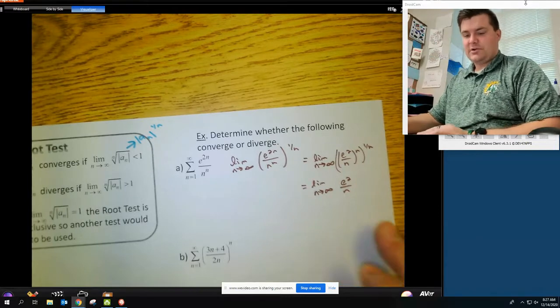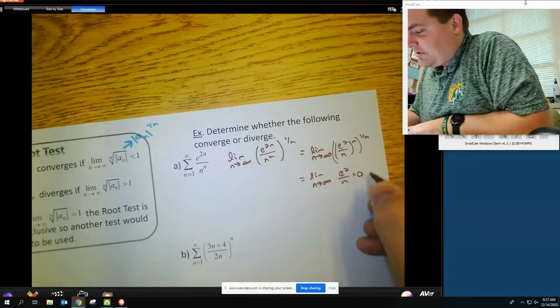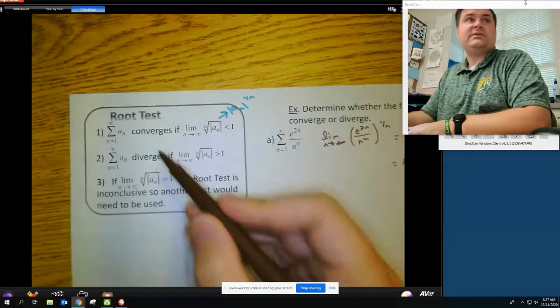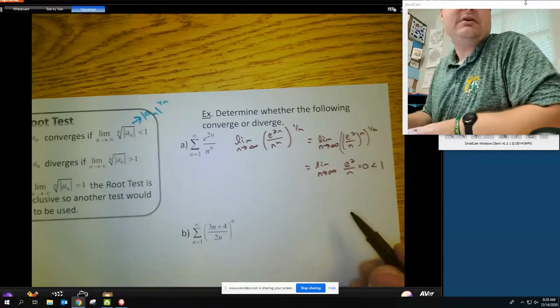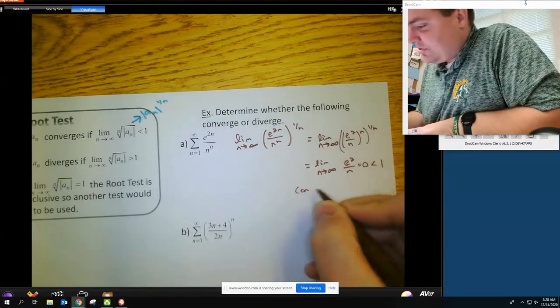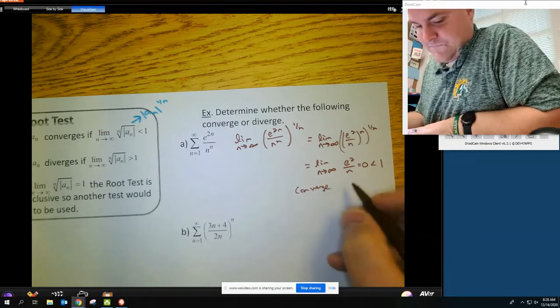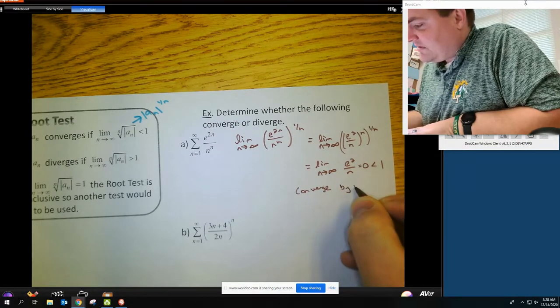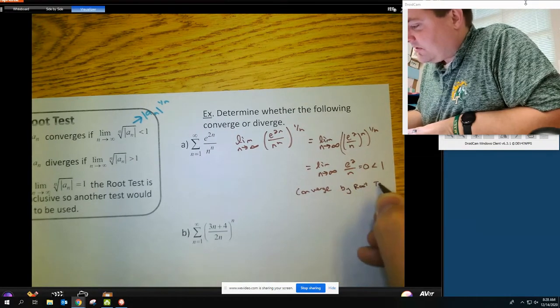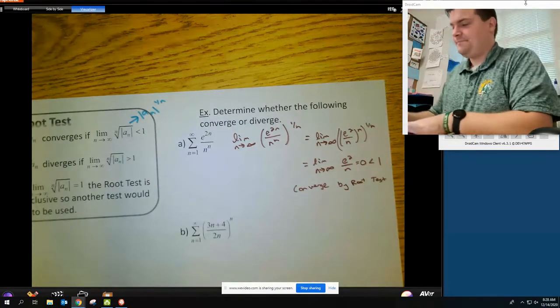And this is getting smaller and smaller and smaller. So this is going to equal 0, which is less than 1. Therefore, this thing is going to converge. So we're going to converge by the root test. That's it.